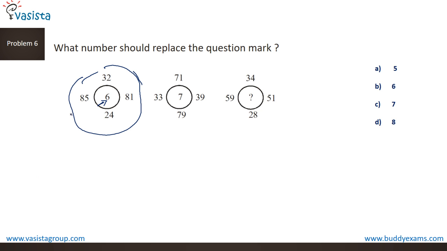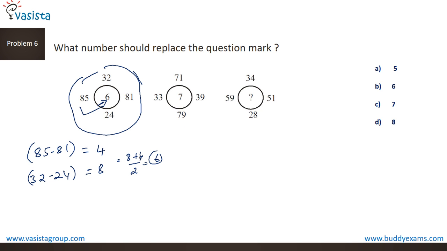Find the difference of 85 and 81. 85 minus 81, which is going to be 4. And let us check out the difference of 32 minus 24. This is going to be 8. So 8 plus 4 is 12. That divided by 2, we are going to get 6.